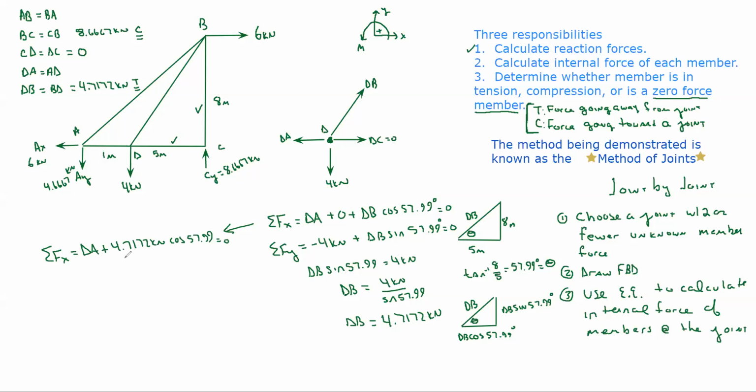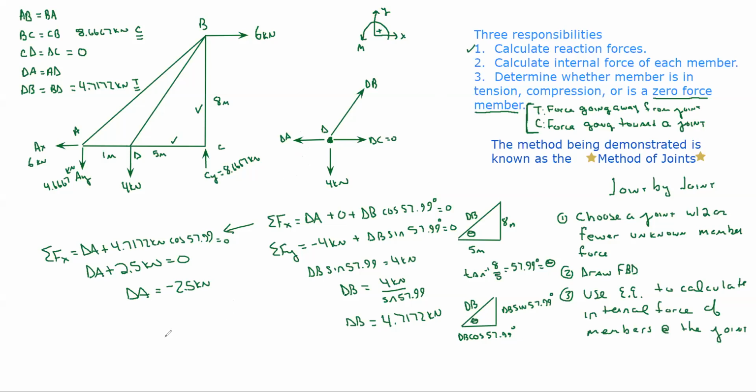4.7172 times cosine of 57.99, I think is 2.5. It was earlier today when I practiced anyway. Kilonewtons, which means that dA is equal to negative 2.5 kilonewtons. That means that I have the arrow drawn incorrectly for dA.